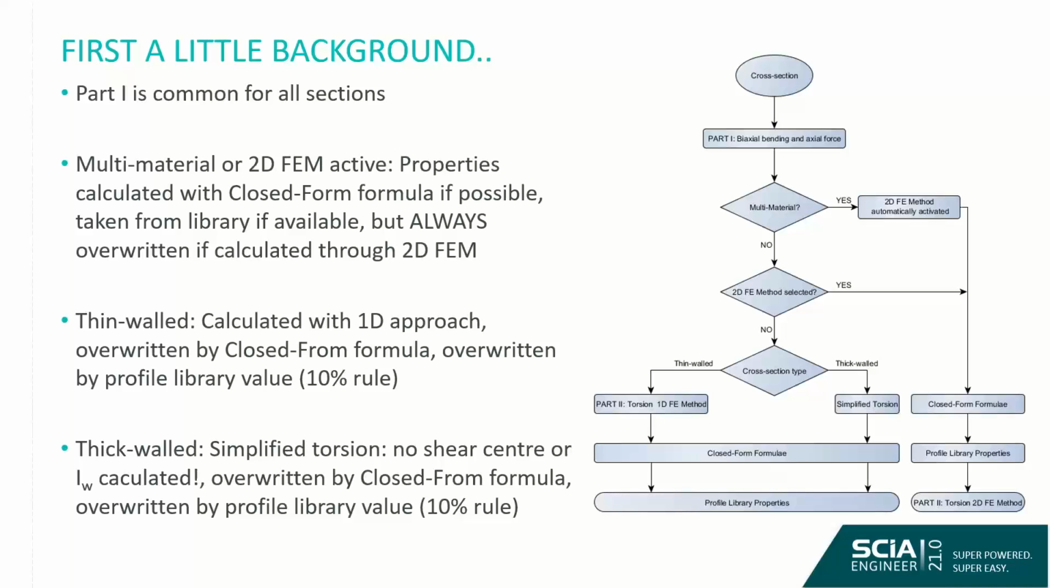And then for thick walled sections, these are sections where we don't have this center line representation and we have not activated the 2D finite element method, it follows the same logic as the thin walled section, only there is no way to calculate the torsion and the shear center properties properly. So there is a simplified formula for the torsional constant, but the shear center, the warping stresses, etc., cannot be calculated, so you cannot check these kind of sections for warping, actually. So in this case, it's advisable to use the 2D finite element method and to activate it.